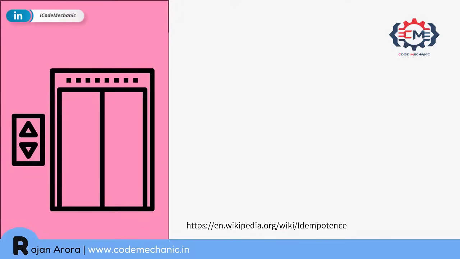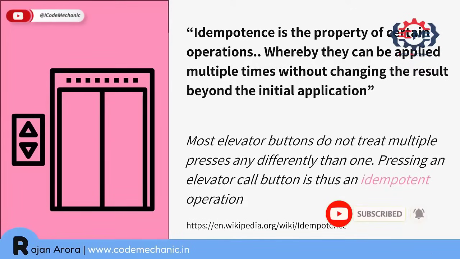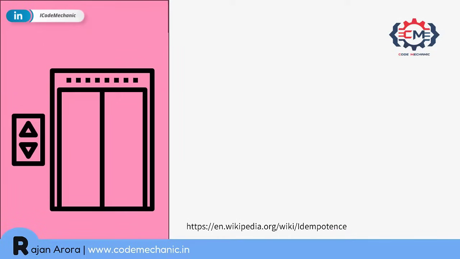Wikipedia states that idempotent is the property of certain operations whereby they can be applied multiple times without changing the result beyond the first application. A good example of this property in the real world is elevator call buttons, which typically do not behave any differently if you press the button once or many times, even though sometimes it is satisfying to do so when you are in a hurry.